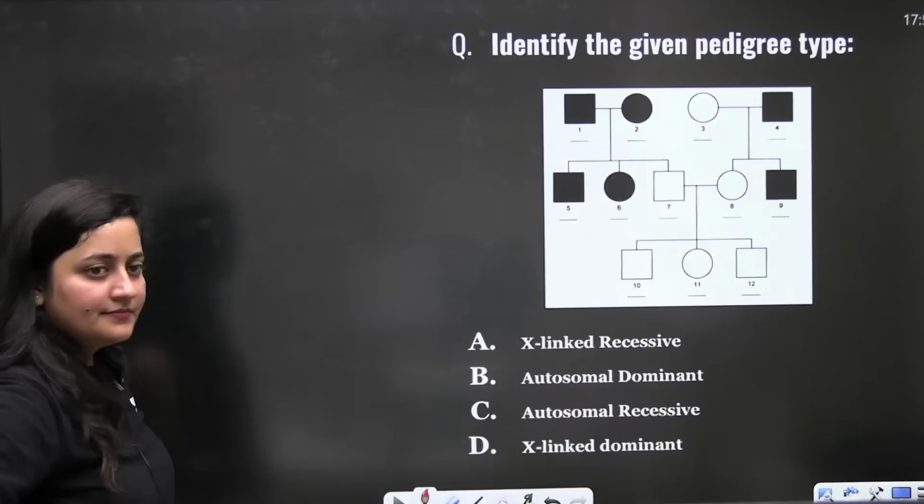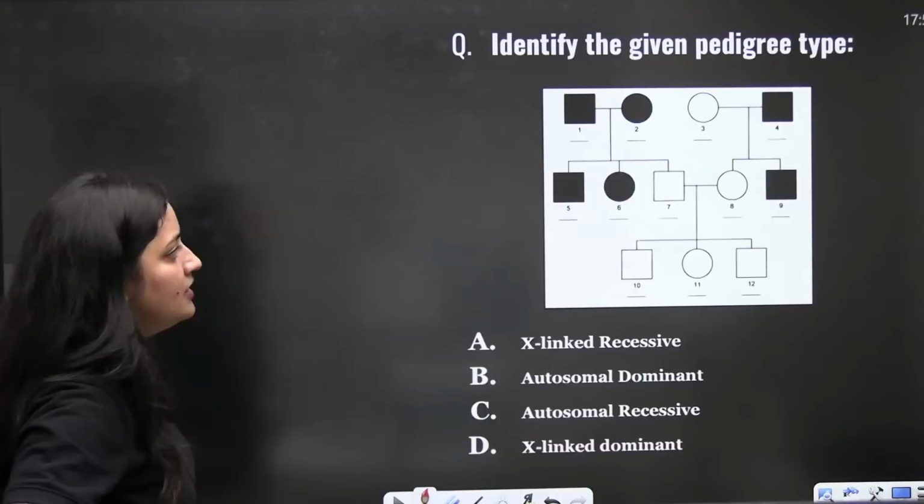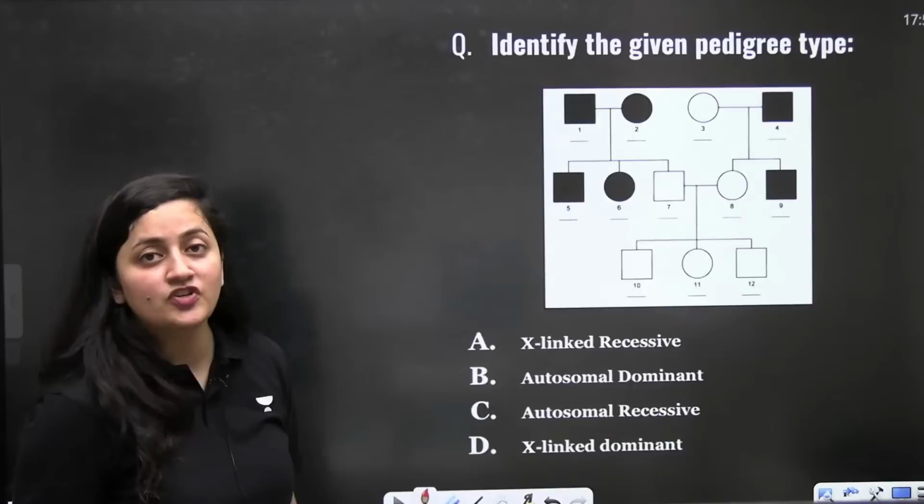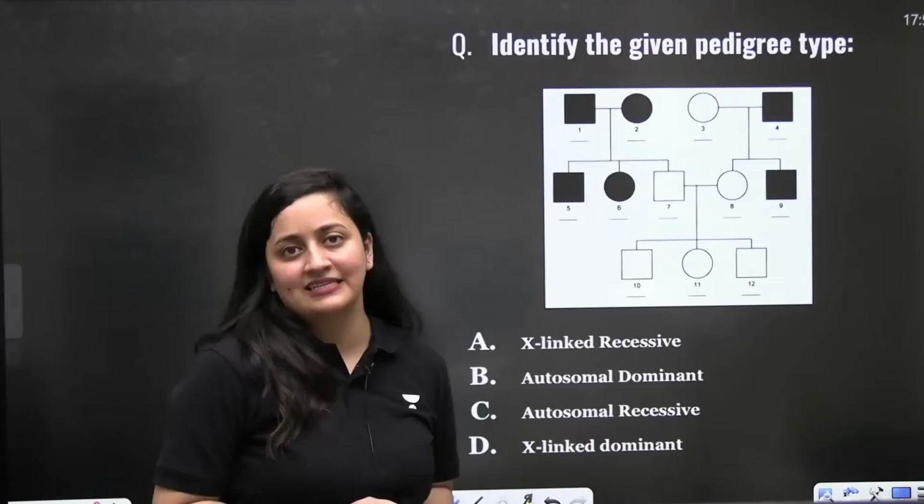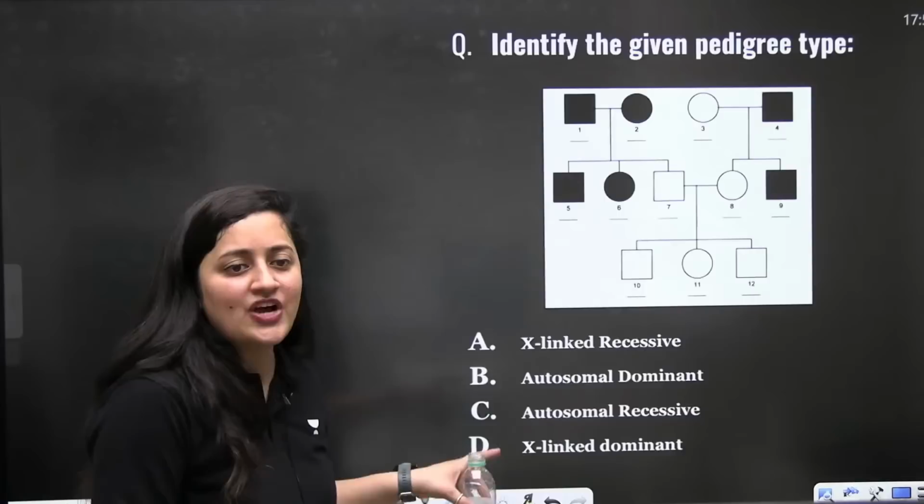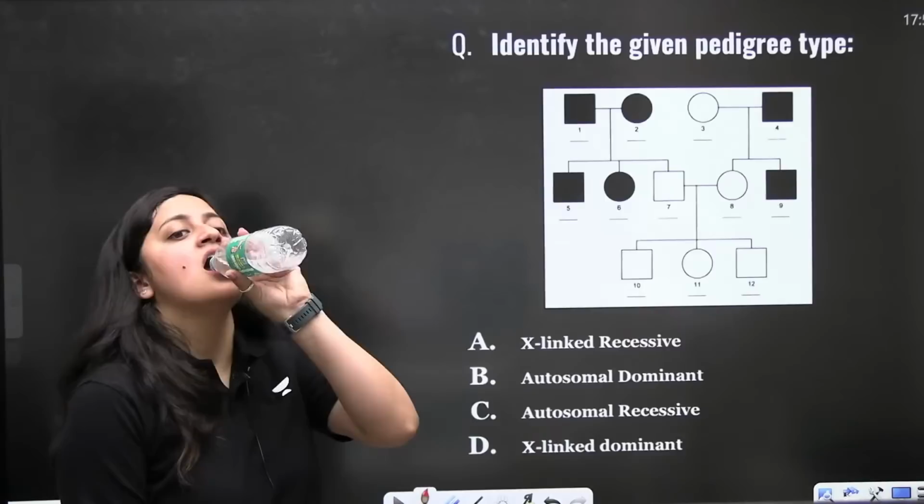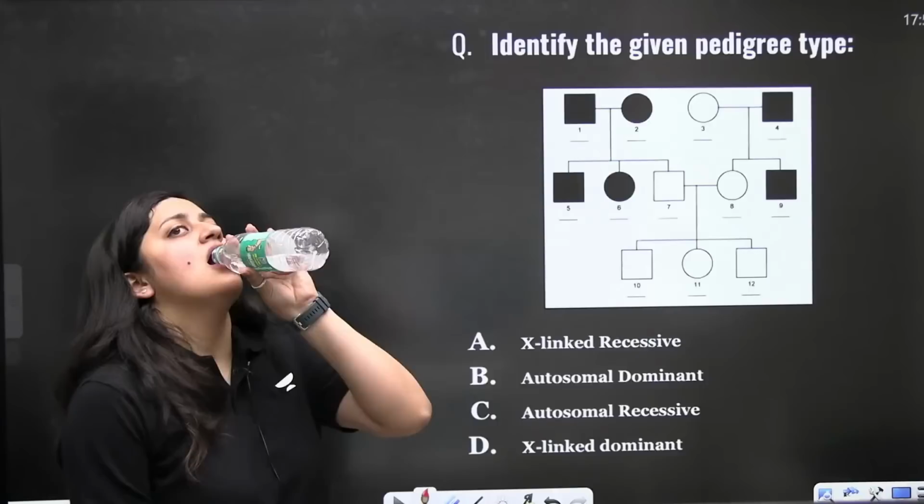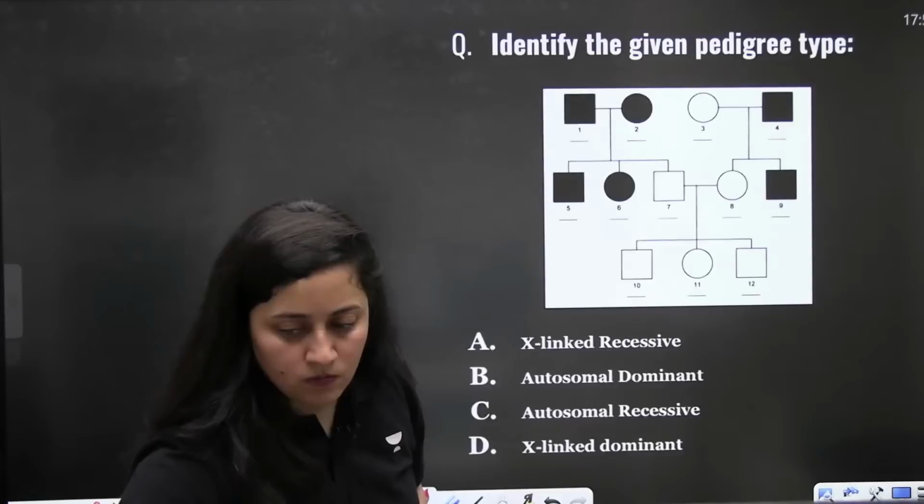What should be the correct answer here? The very first thing that we need to check is whether it is dominant or recessive. Tell me in the chat section, is it dominant or recessive? Right now, I'm not talking about autosomal dominant and X-linked dominant. Is it dominant or recessive? I want to see the answer in the chat section, guys.